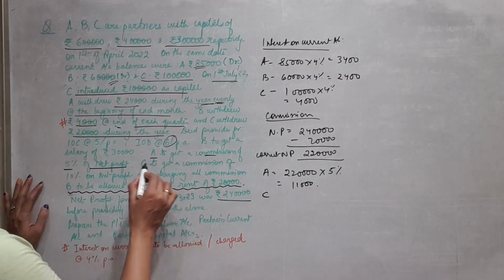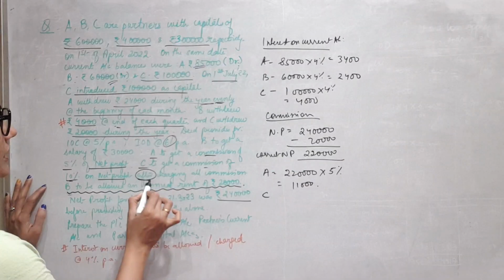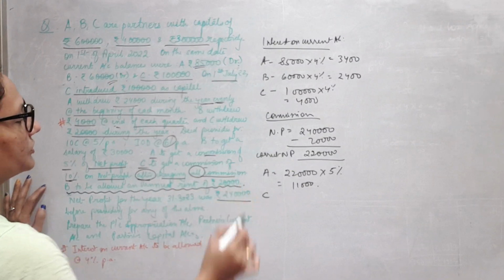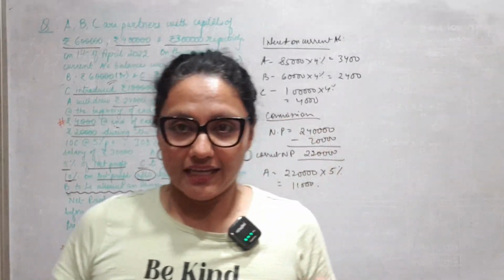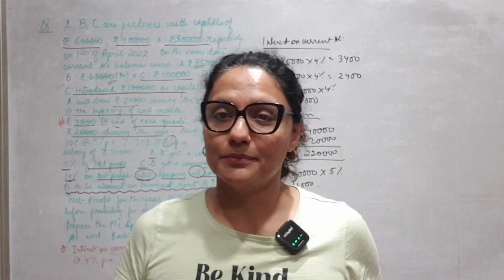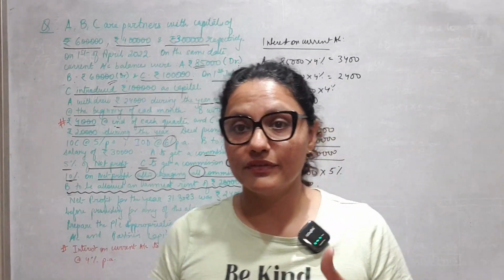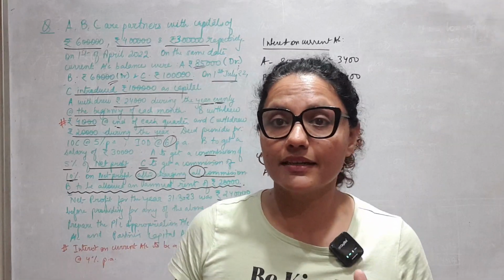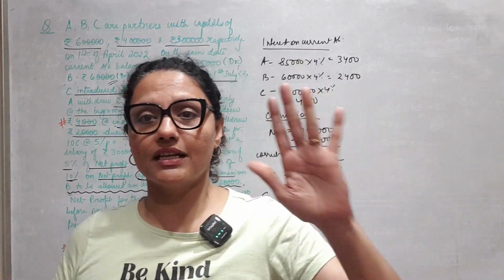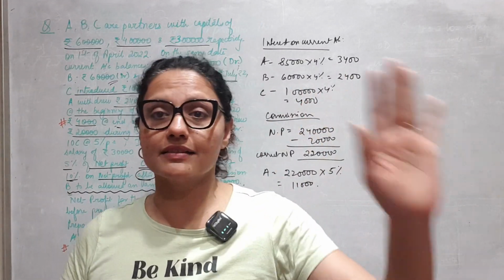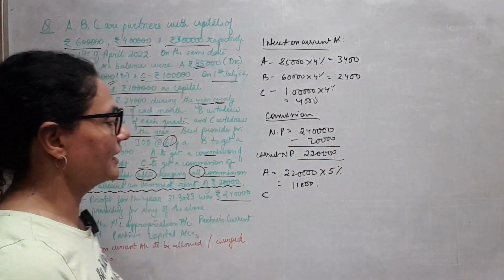And C. C is to get a commission of 10% on net profit after charging all commissions. All commissions. How many commissions are there? A and C. Both are getting commission. So for C, the net profit on which you calculate this 10% commission is the profit after you have deducted A's commission as well as C's commission. But I don't know C's commission. So how do I find out? We will use that formula.